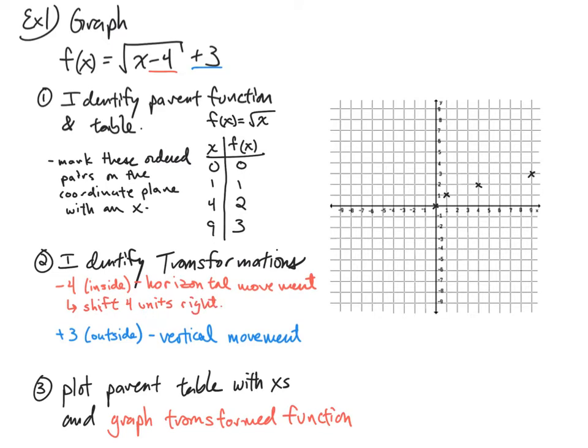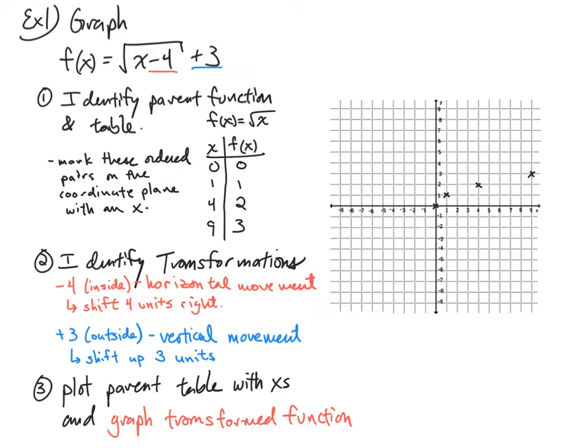However, with the plus 3 on the outside, that doesn't change. That doesn't need to flip-flop. We don't have to worry about doing the quote-unquote opposite, because it's not grouped up in any set of grouping symbols. We already know it's 3. So that means the entire graph would also shift up 3 units.